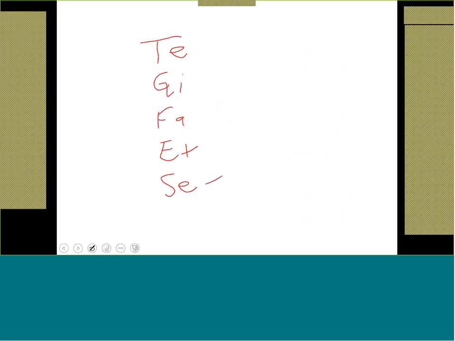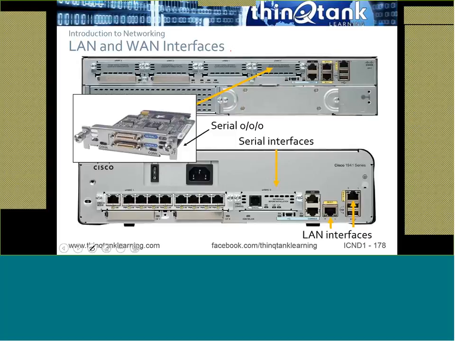SE is what? Serial. ET is Ethernet, right? I'm not going to write them all out. FA is fast Ethernet. GI is gigabit Ethernet. TE is 10 gig Ethernet. All right?